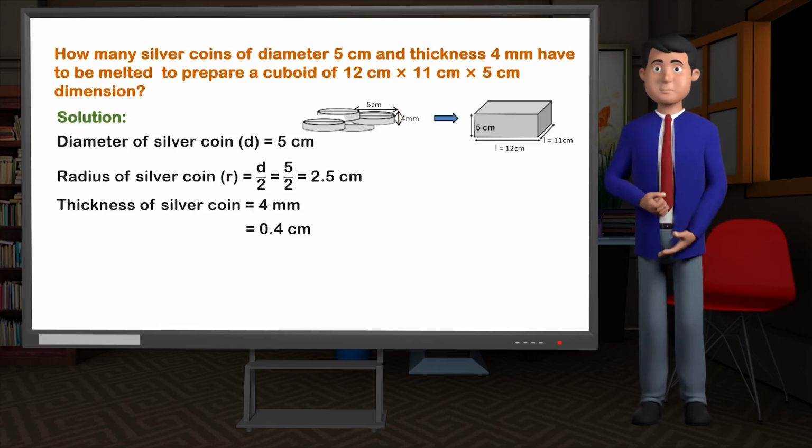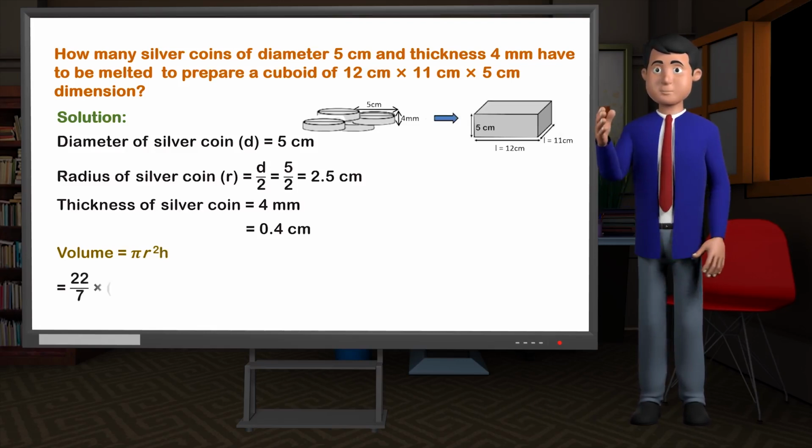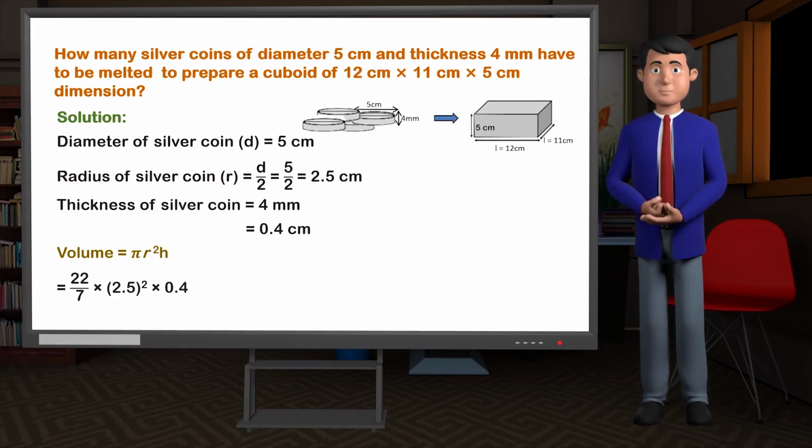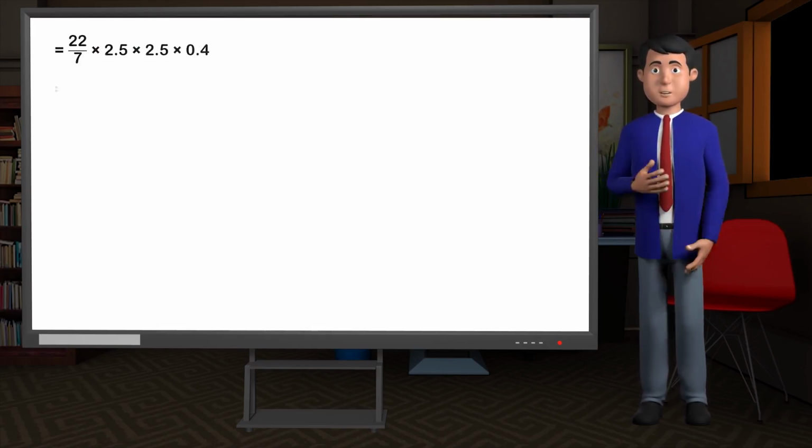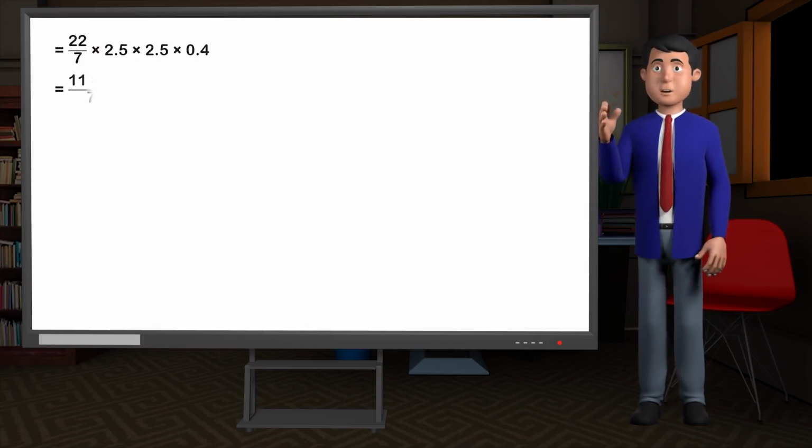The volume of silver coin is to be found out to make the cuboid with exact count of silver coins. Volume is equal to pi r square h. That is equal to 22 by 7 into 2.5 square into 0.4, that is equal to 22 by 7 into 2.5 into 2.5 into 0.4, that is equal to 11 into 5 divided by 7.